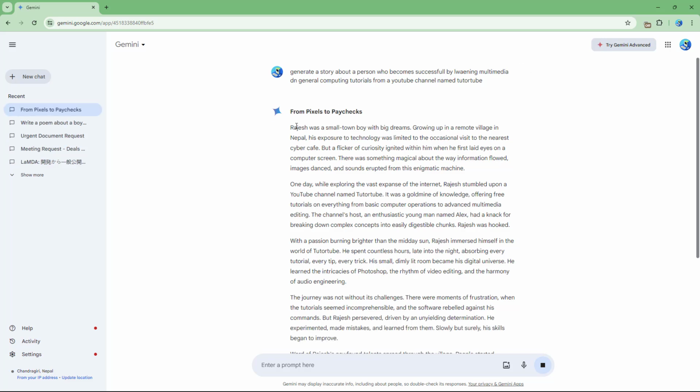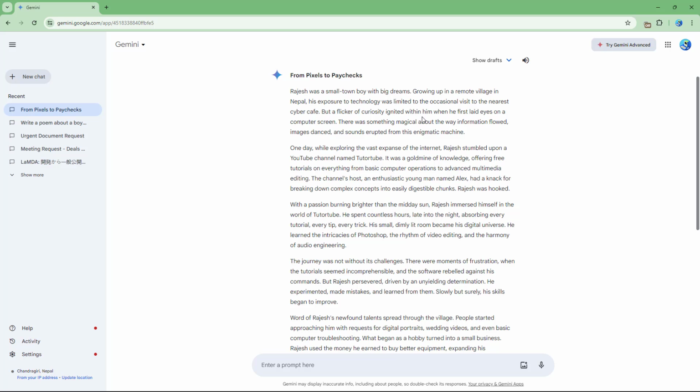you have. It says the story name is Pixels to Paycheck, and Rajesh was a small town boy with big dreams, growing up in a remote village in Nepal. His exposure to technology was limited to the occasional visit to the nearest cyber cafe, but a flicker of curiosity ignited in him when he first laid eyes on a computer screen. Now, there was something magical about the way information flowed, images, dance, and so forth.